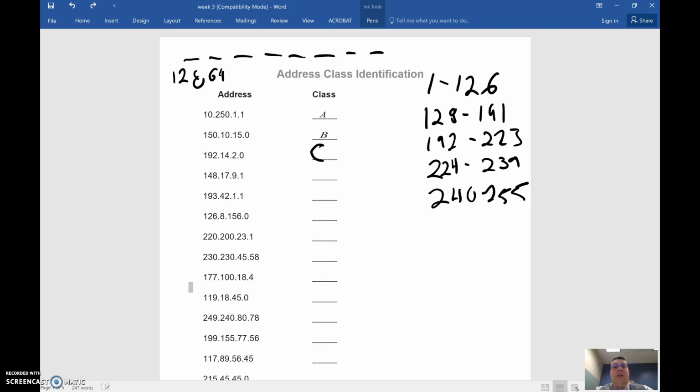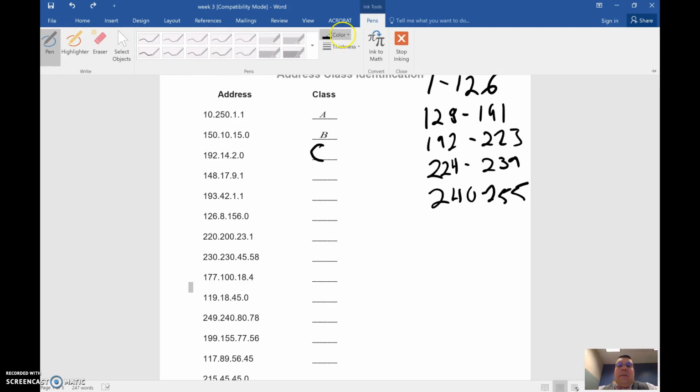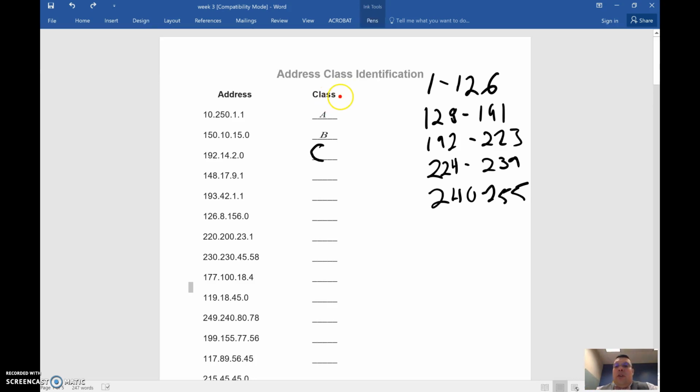Let me see if I can get rid of all those. And when I mentioned that you're going to see the same numbers again and again, let's choose a different color. You're going to see 128, 192, 224, 240 again and again. And with this, it can help you identify and track down where IPs reside in the network.